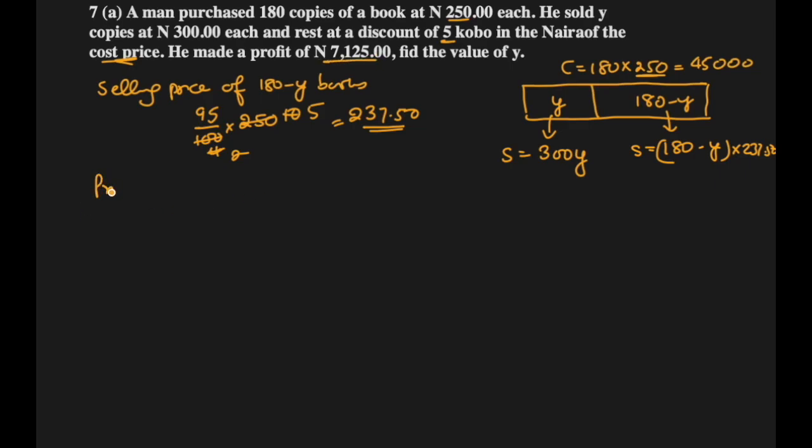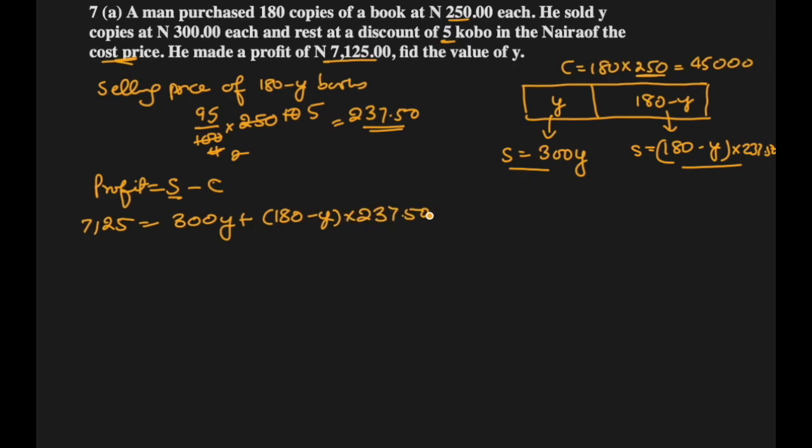What is profit? Profit is whatever was the selling price minus cost price. Total selling price will be this plus this. So it becomes 7125 is the profit, which is equal to selling price 300y plus (180 minus y) times 237.50, and then minus C, cost price. We already got 45,000.